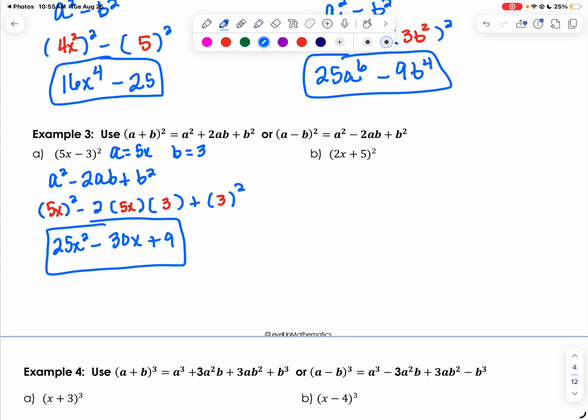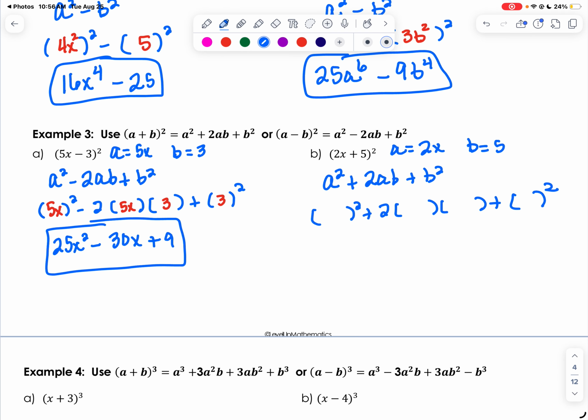All right, in problem B, we have 2x plus 5 quantity squared. So the identity we'll use this time is a squared plus 2ab plus b squared. Now let's identify our a, which is our first term, or 2x, and b, which is our second term, which was 5. So replace the variables with parentheses. And what I'd like you to do now is pause the video and try the rest of the problem on your own. When you're ready to check your answer, press play.